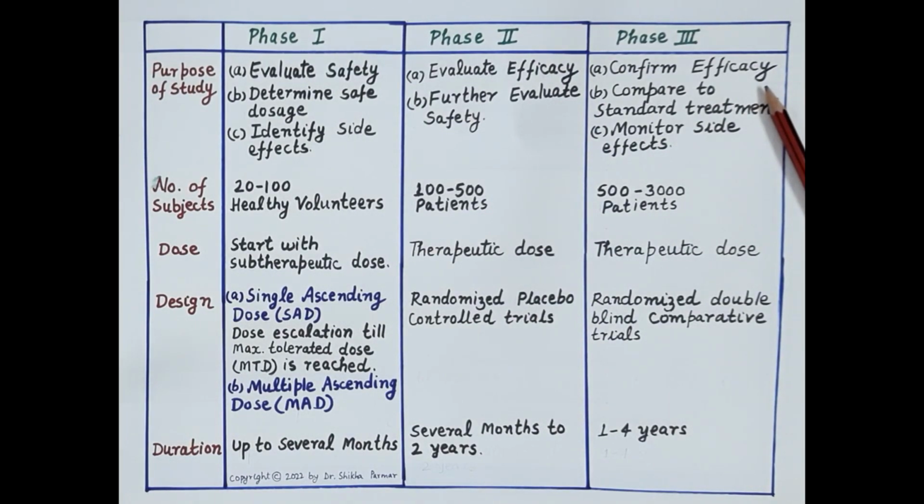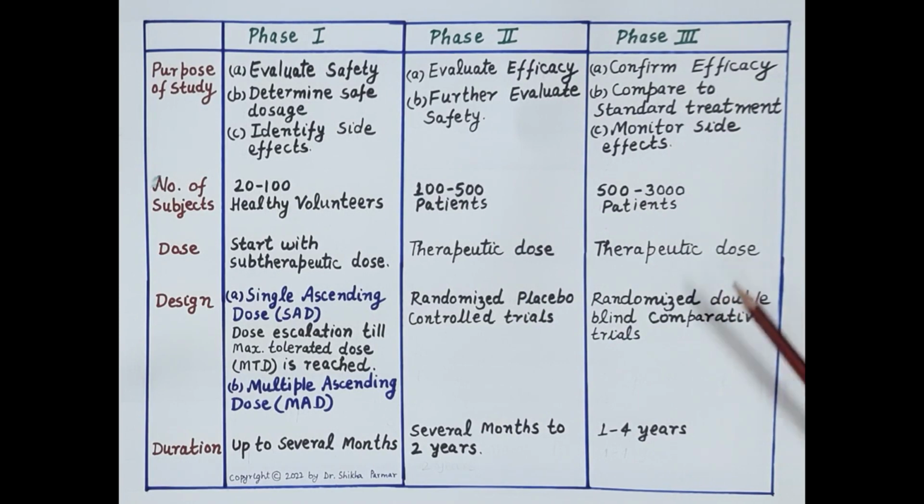Now, phase 3 trials further confirm efficacy of the drug candidate. Another important purpose of the phase 3 trial is to compare the efficacy and safety of drug candidate with the standard drug or the treatment available in the market. Additionally, side effects are also monitored. Now, the drug is tested in 500 to 3000 patients. The dose administered is a therapeutic dose. Now, design very important. Phase 3 trials are randomized, double-blind, comparative trials.